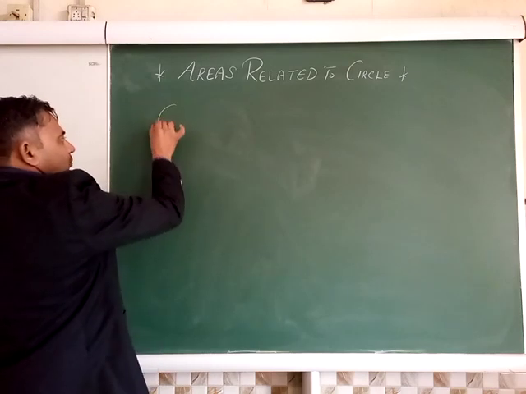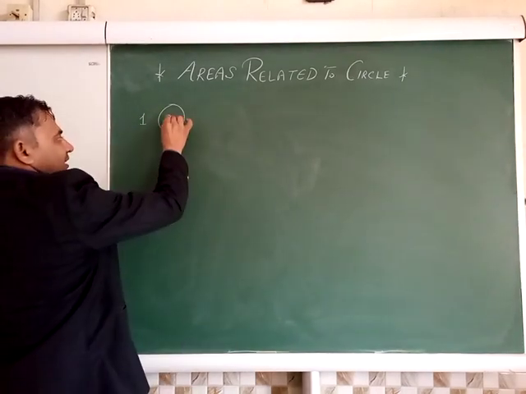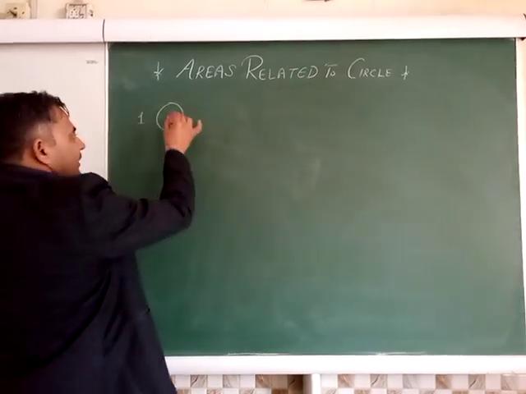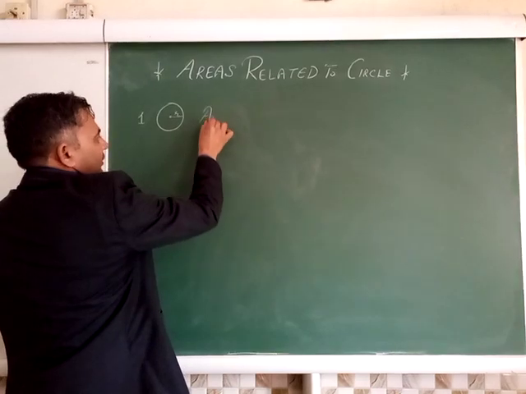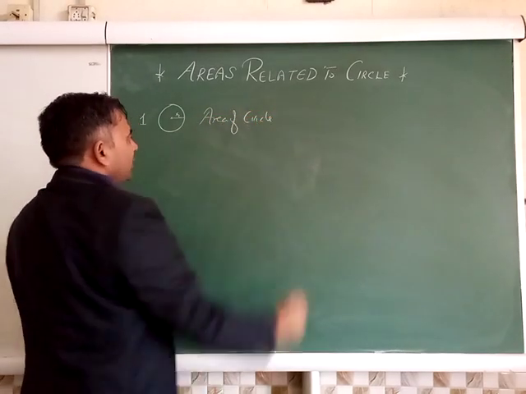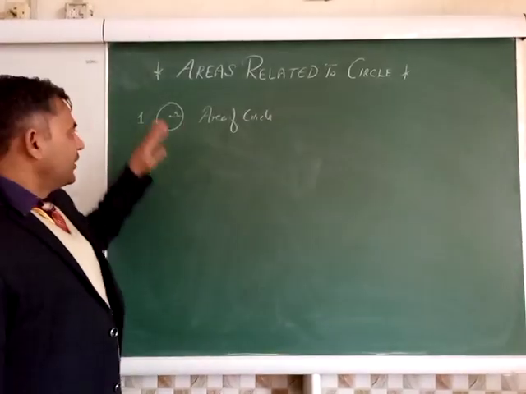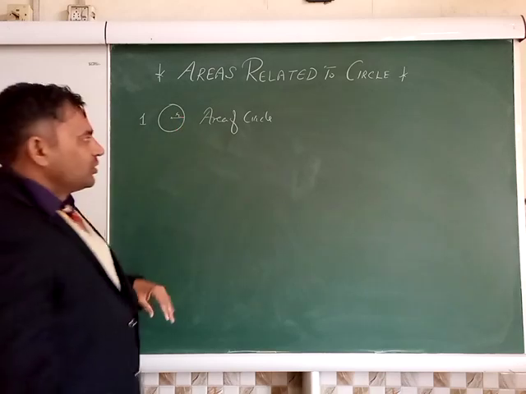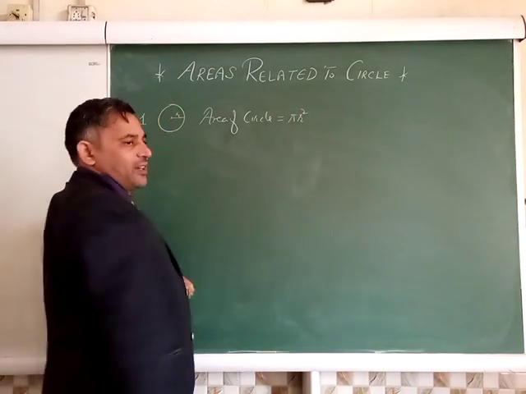Okay, first formula number 1. This is the circle, this is the center, and this is the radius. What is the area of the circle? Area means the interior part of the circle. So the area of the circle, you know, is pi r square.